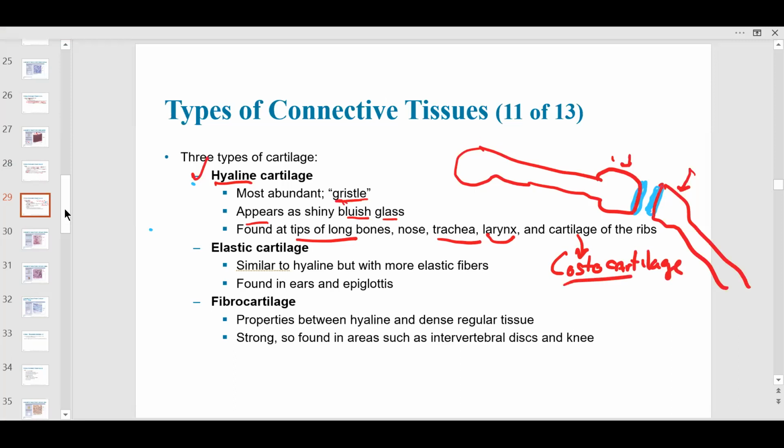The two labs we had. Okay. Elastic cartilage, not just elastic connective tissue, is your ears, the pinna of your ears, and your epiglottis, and your auditory tube, also known as the eustachian tube.